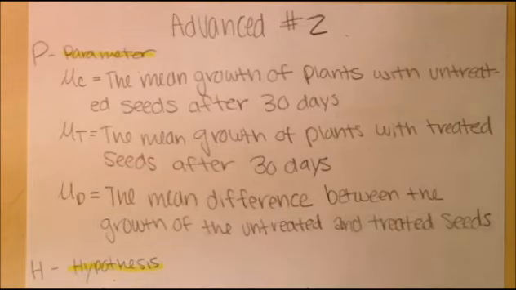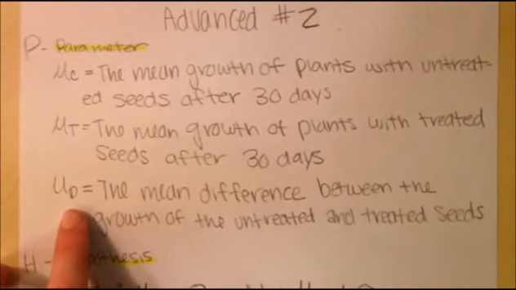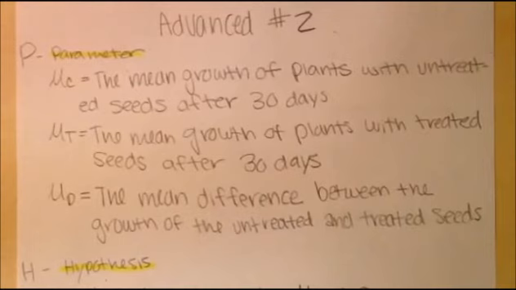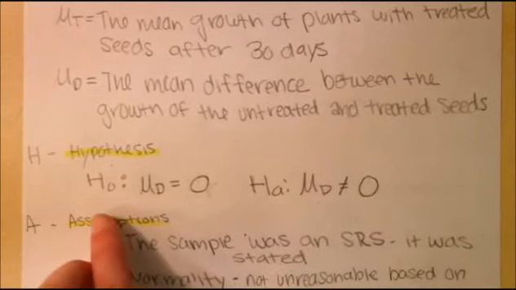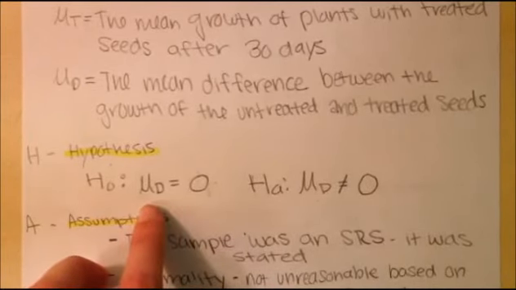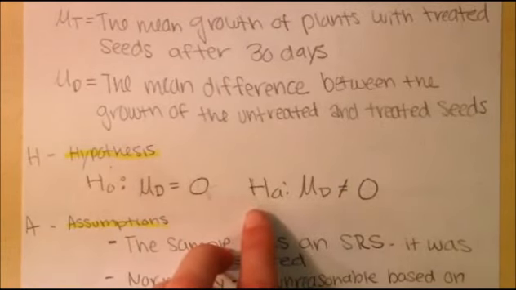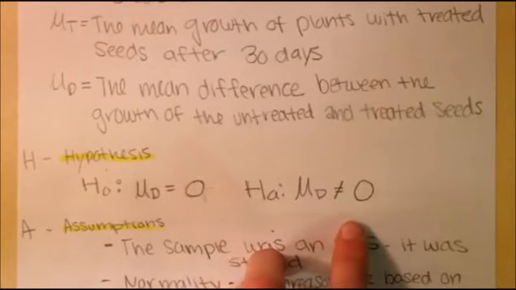I defined the mean of the control and the mean of the treatment, but the important one is the mean difference. The mean mu of D is the mean difference between the growth of the untreated and treated seeds in centimeters. So then we go to H, which is our hypothesis. Our H0, or null hypothesis, is that mu of D is equal to 0, and our HA, or alternate hypothesis, is that mu of D is not equal to 0.